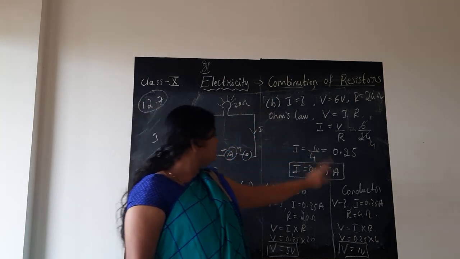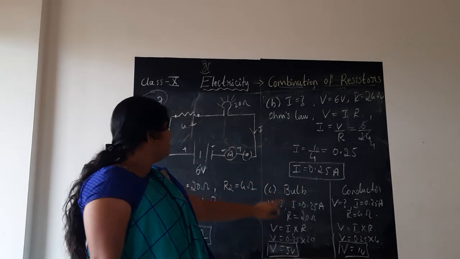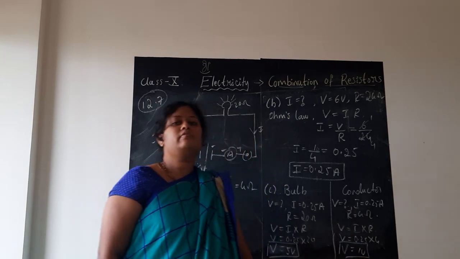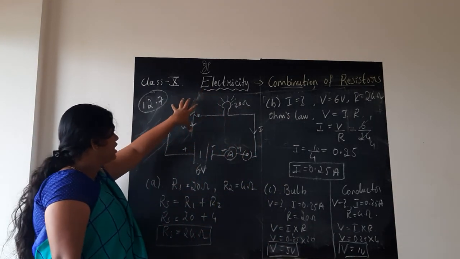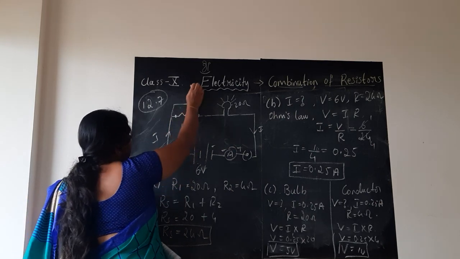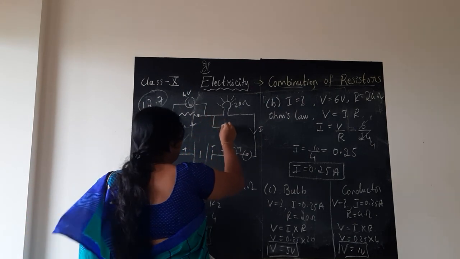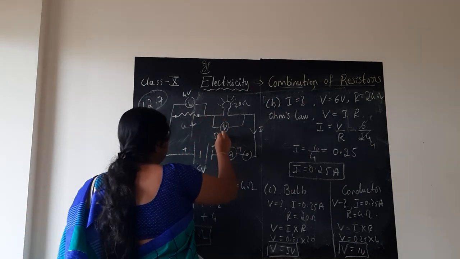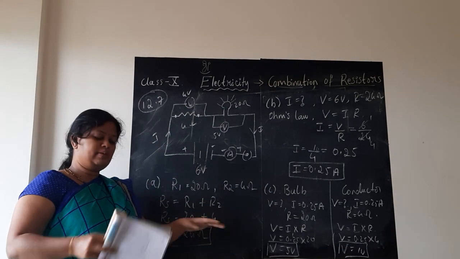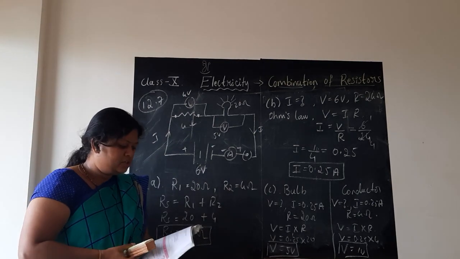Similarly for the conductor, resistance is 4 ohm and for the bulb it is 20 ohm, children. Now 0.25 current into 4, we got 1 volt. So when we connected the voltmeter across the conductor, the voltmeter showed 1 volt. When we connected the voltmeter across the bulb, it showed 5 volts. So this is how we need to solve. This is about example 12.7. Next we should solve example 12.8.